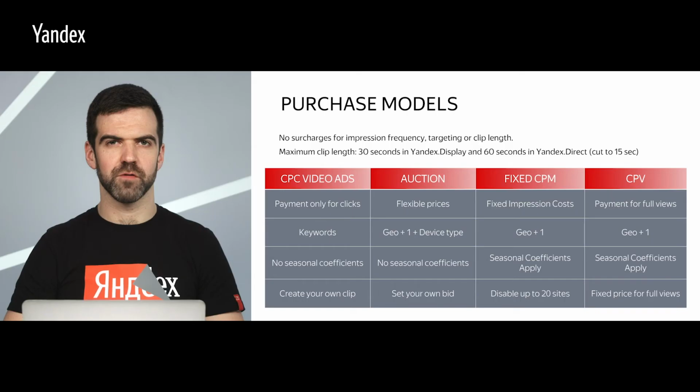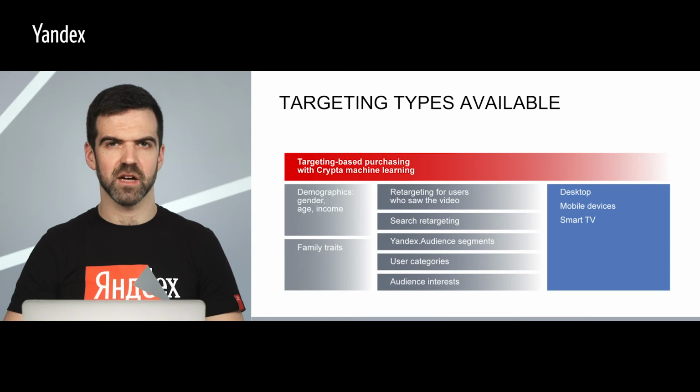The Yandex Video Network offers various purchase models for video ads: pay-per-click in Yandex.Direct, CPM auction model in Yandex Display, fixed CPM, and payment for full views. The various targeting types allow you to define your audience by virtually any characteristics that are important for your ad campaign: geography, income, age and gender.